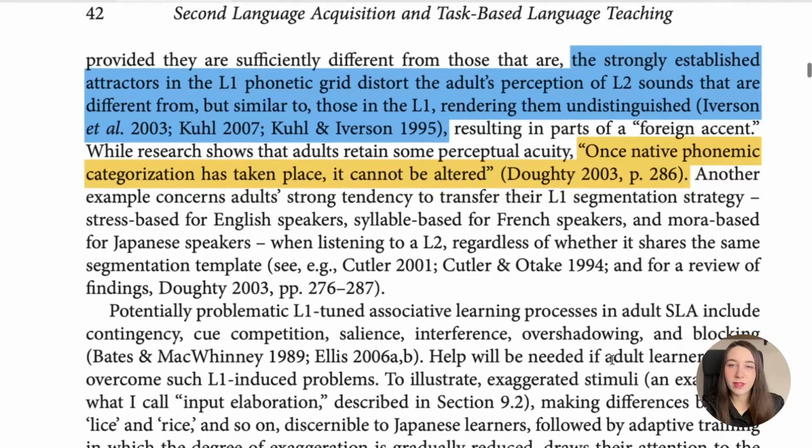And he has a quote here: once native phonemic categorization has taken place, it cannot be altered. And so even if you do learn a second language and you get used to new distinctions between sounds, your default settings are still your first language, according to this. I wonder how they could check that claim. It can't be by checking accent, because as we saw in the last episode, there are examples of people fully acquiring the accent of another language. But maybe it's just according to theory.